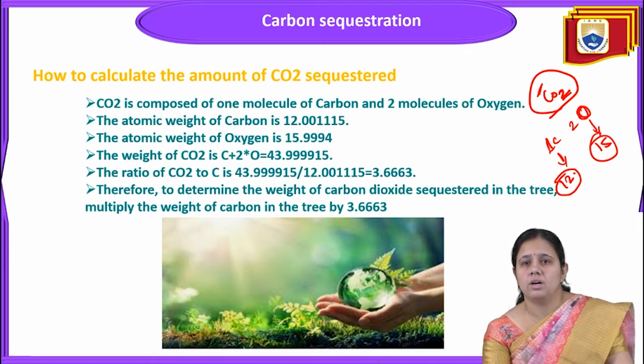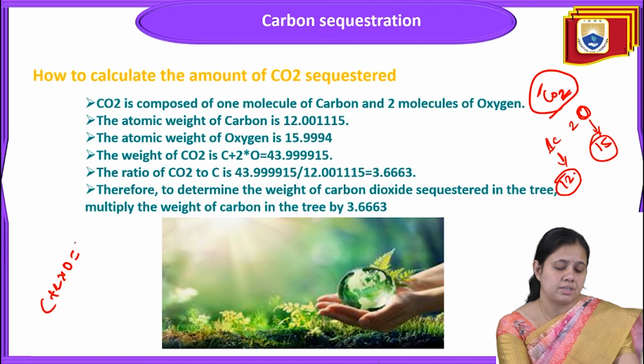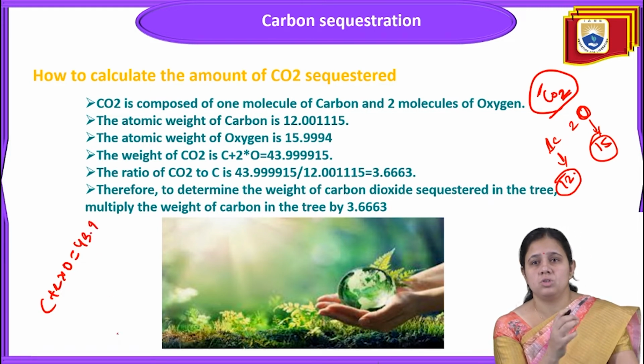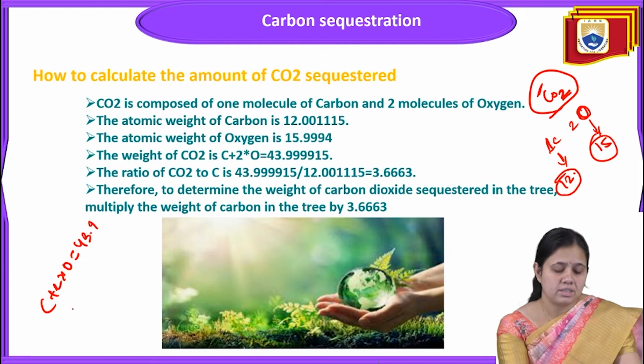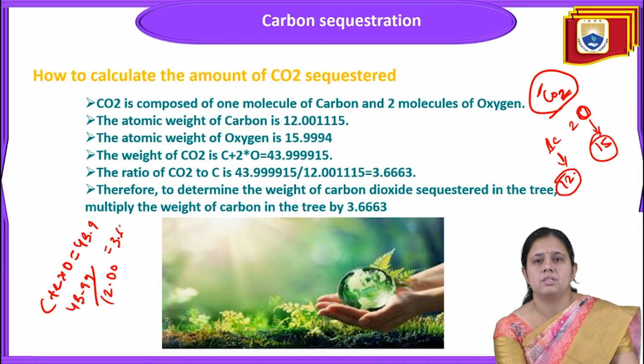So the weight of CO2 is C plus 2 times O, which is equal to 43.99. So the ratio of CO2 to C is 43.99 divided by 12.00, which comes to 3.66.